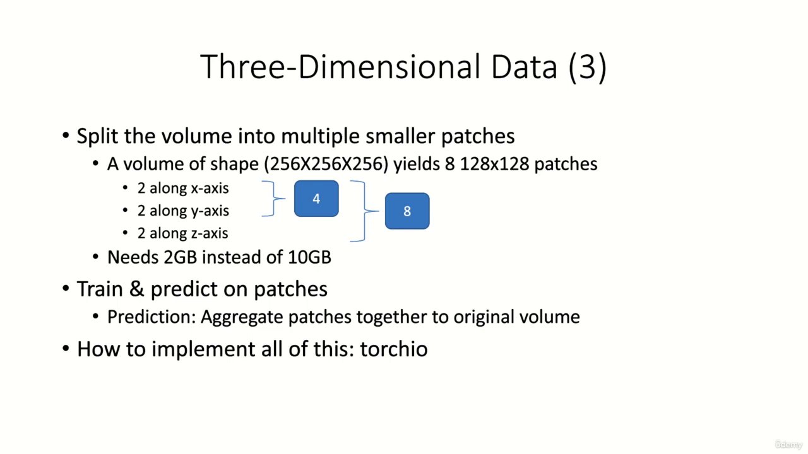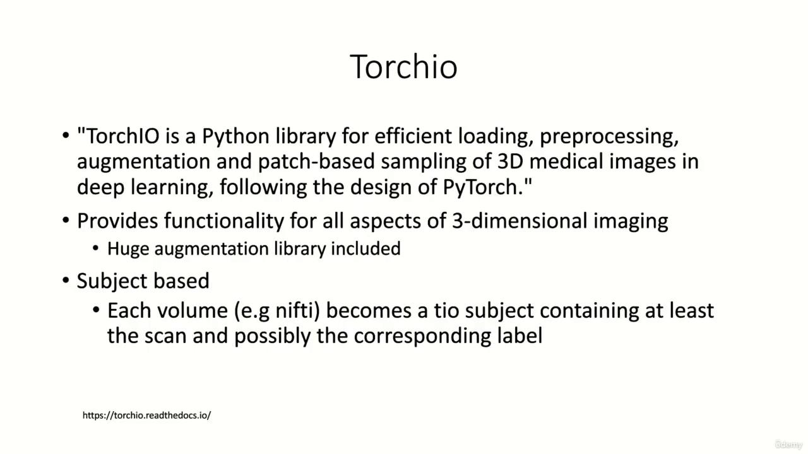Luckily, there is an awesome library for that called TorchIO. According to the official documentation, TorchIO is a Python library for efficient data loading, pre-processing, augmentation, and patch-based sampling of 3-dimensional images in deep learning following the design of PyTorch. It provides huge functionality for all aspects of 3-dimensional imaging. Additionally, it directly comes with a beautiful augmentation library.